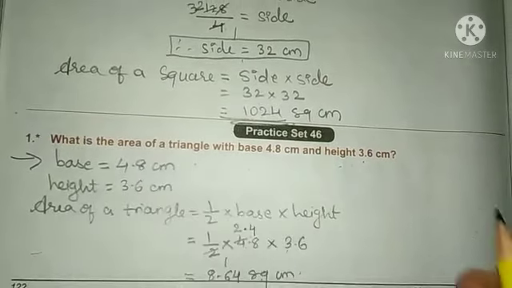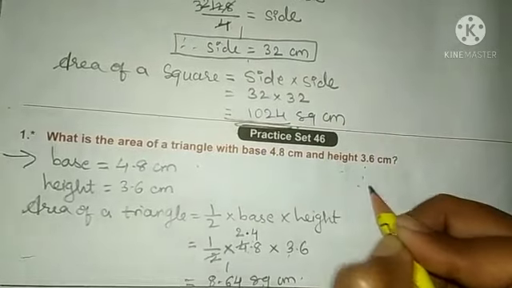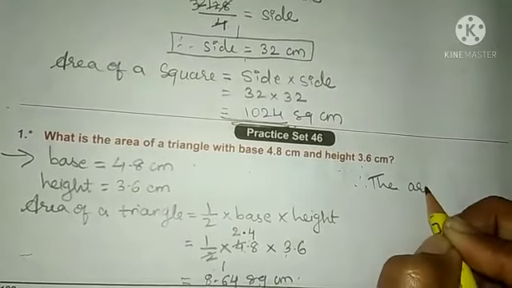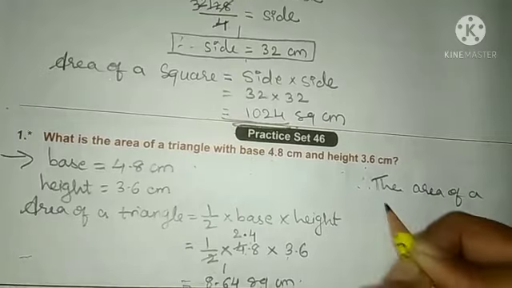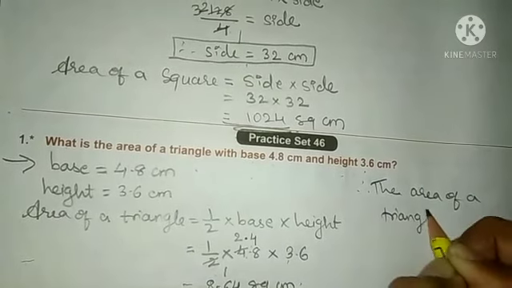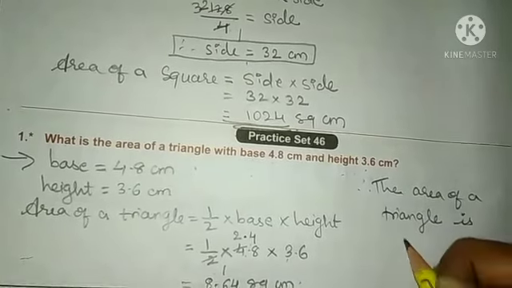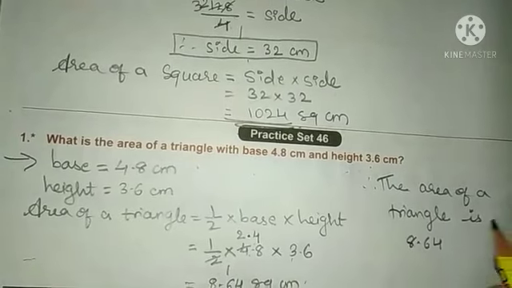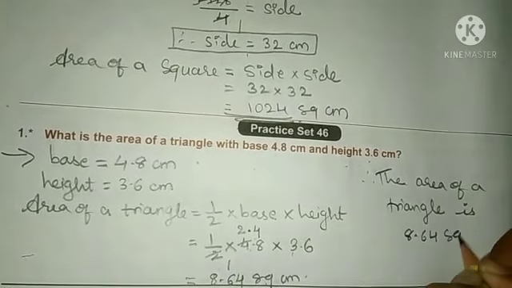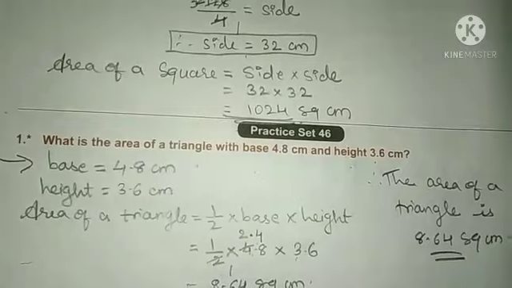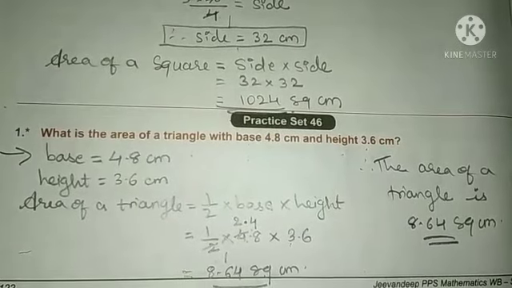Clear everyone? So here we will write down, therefore the area of a triangle is 8.64 square centimeter. Clear? Understood? How you will do this?